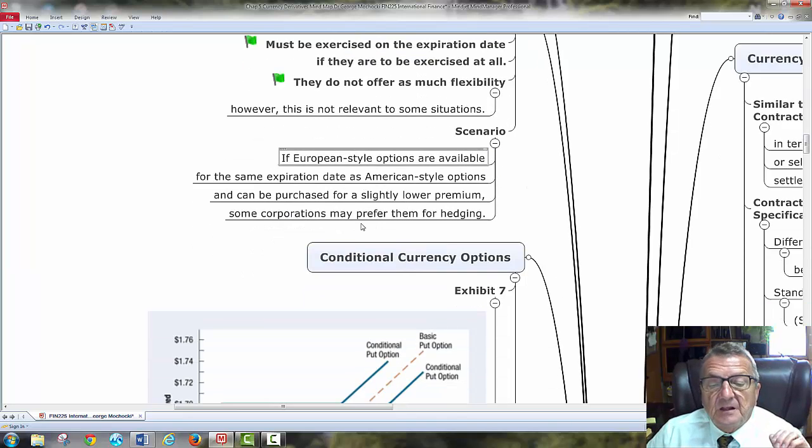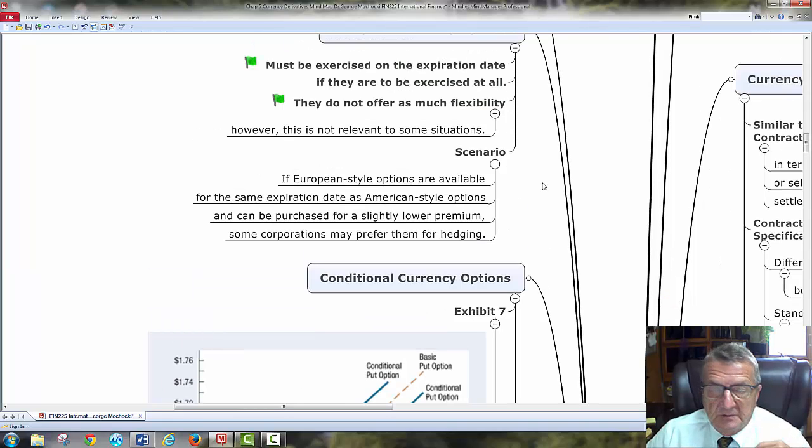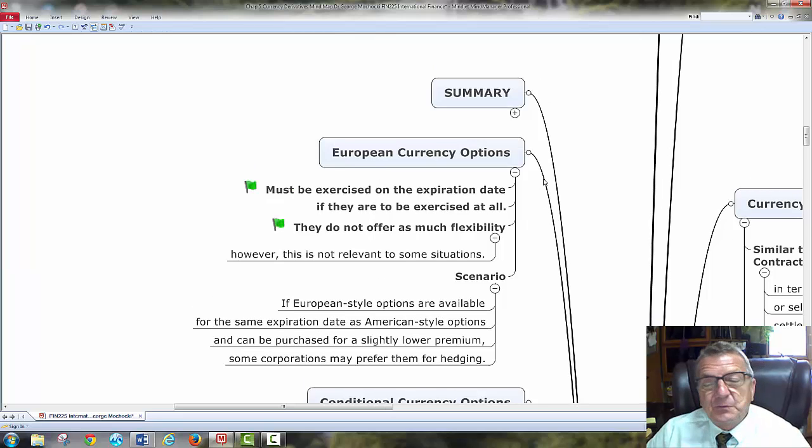Okay, and here's a scenario. If European-style options are available for the same expiration dates as American-style options and can be purchased for a slightly lower premium, some corporations may prefer them for hedging. Remember, I'm keeping this to utilize it depending on what happens in the market going forward. Okay. Whew, we did that.